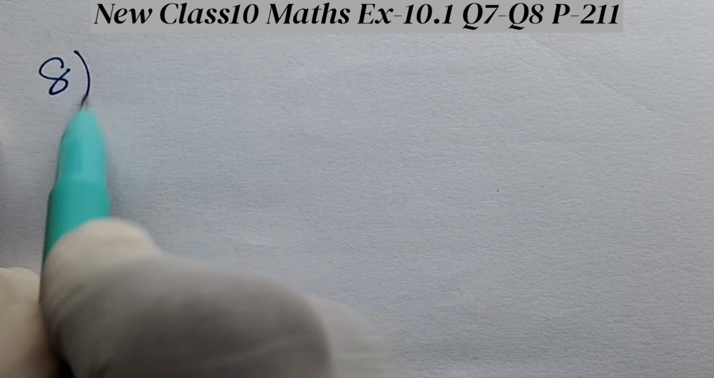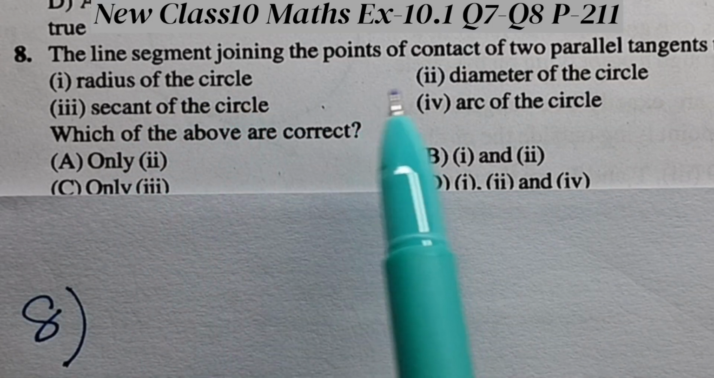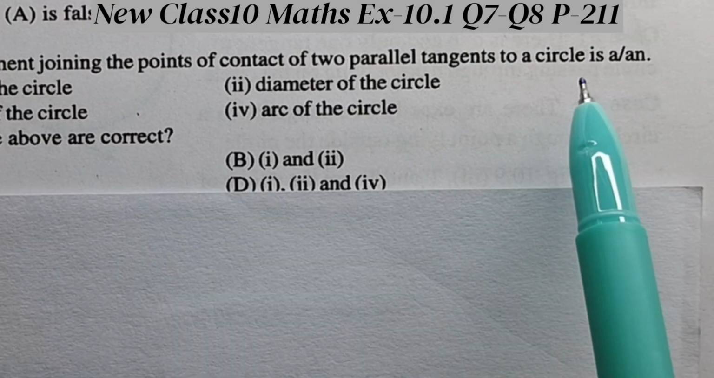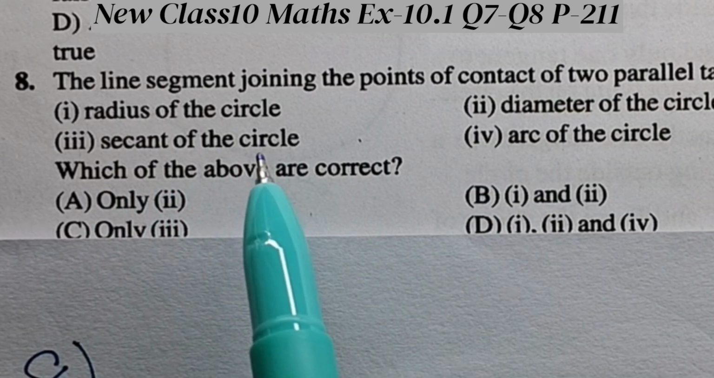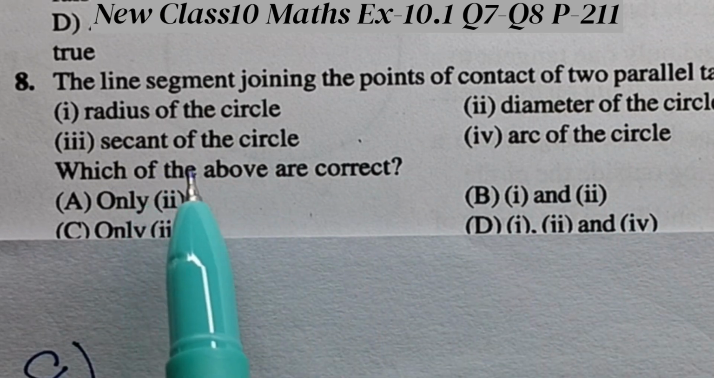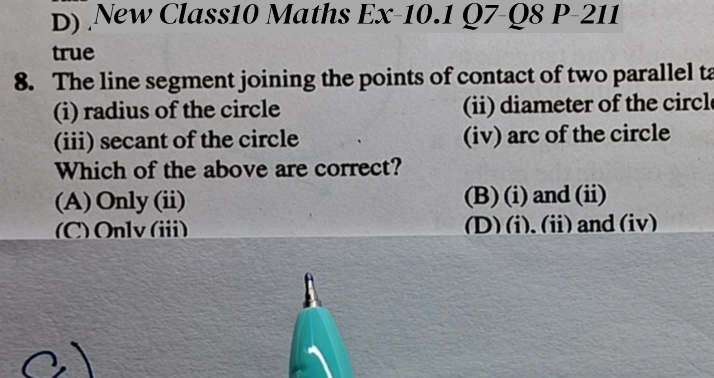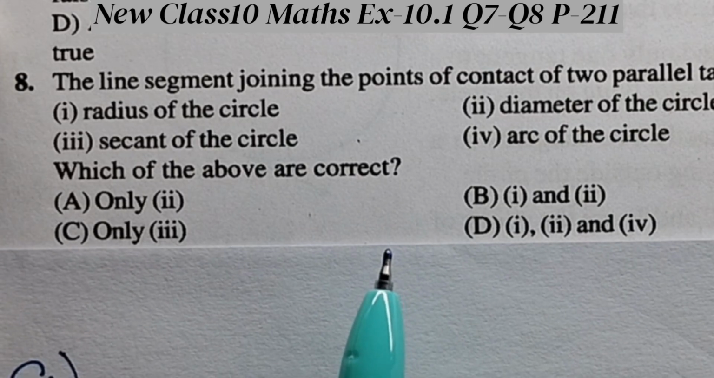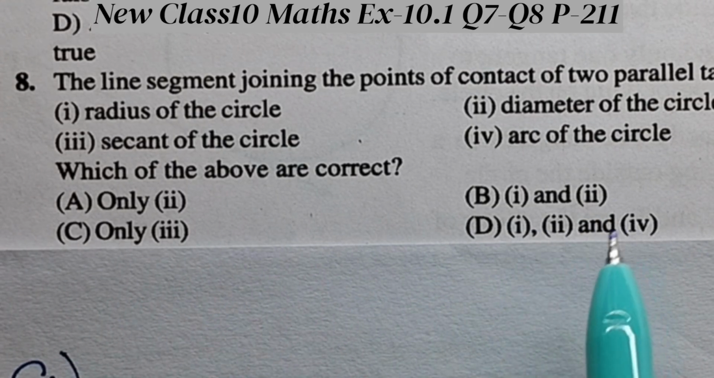Question number 8. The line segment joining the points of contact of 2 parallel tangents to a circle is a: 1, radius of the circle; 2, diameter of the circle; 3, secant of the circle; 4, arc of the circle. Which of the above are correct? Only 2, only 3, 1 and 2, or 1, 2 and 4.